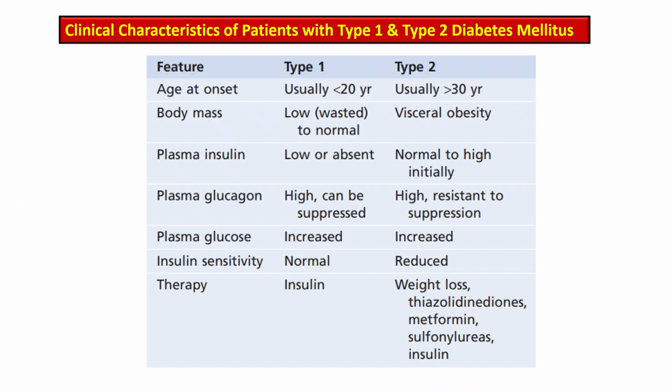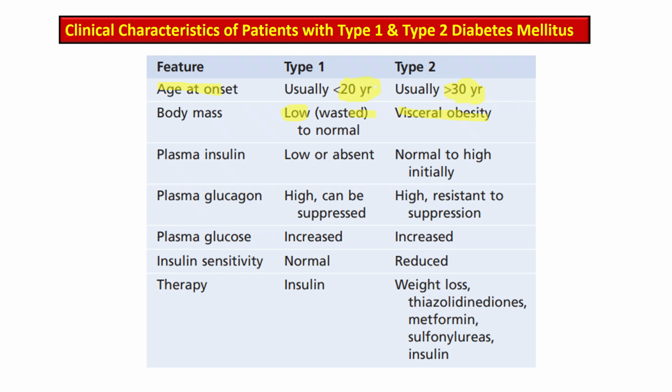This table compares the key features between type 1 and type 2 diabetes mellitus. The age of onset for type 1 diabetes mellitus is before 20 years of age, so it is juvenile onset, while type 2 diabetes mellitus usually occurs after 30 or 40 years of age. So this is adult onset. Then in type 1, the body mass is low. The patient is usually wasted or has normal body mass, while type 2 patients most often have visceral obesity, meaning the fat is accumulated around the abdominal organs.